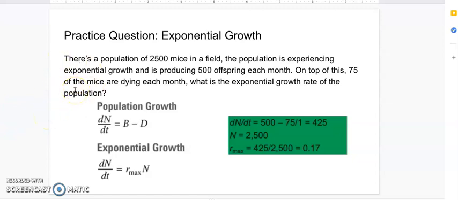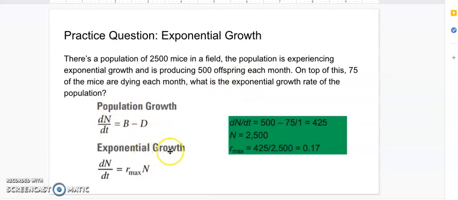So here's my question for exponential growth. There's a population of 2,500 mice in a field. The population is experiencing exponential growth and is producing 500 offspring each month. So that's my birth rate. On top of this, 75 of the mice are dying each month. So there's my death rate. What is the exponential growth rate of the population?